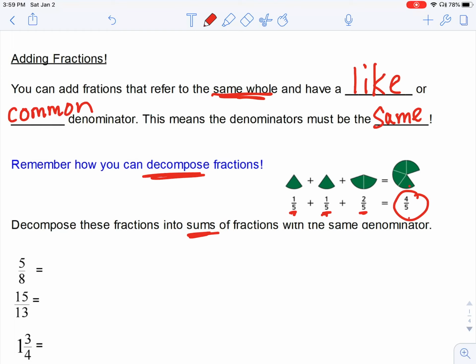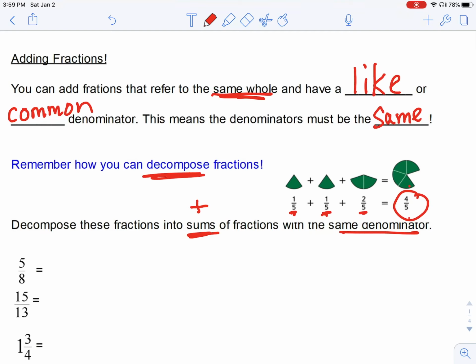So sum means that we're going to be using what operation? Addition, subtraction, multiplication, division. We're going to be using addition. I even have a song for that. I say sum, addition, sum, addition. So we know it wants an addition problem and it wants the same denominator. So there are many possible ways to do this.